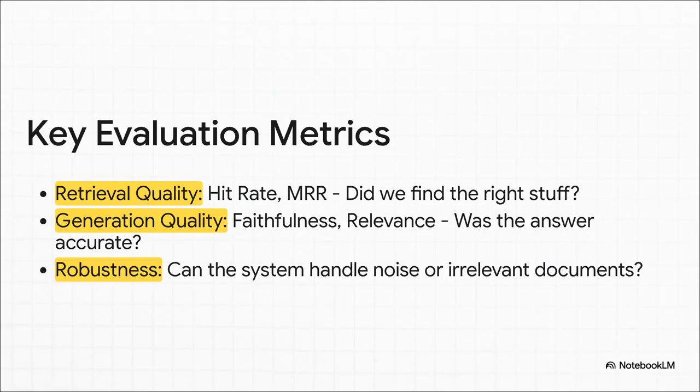So with all this complexity, how do we even know if it's working? Well, we measure everything. We look at retrieval quality, things like hit rate, which basically asks, did we find the right document at all? Then we look at generation quality, with metrics like faithfulness, which asks, did the final answer actually stick to the facts we gave it? You see, it's a two-part challenge. You have to find the right stuff, and you have to use it correctly.